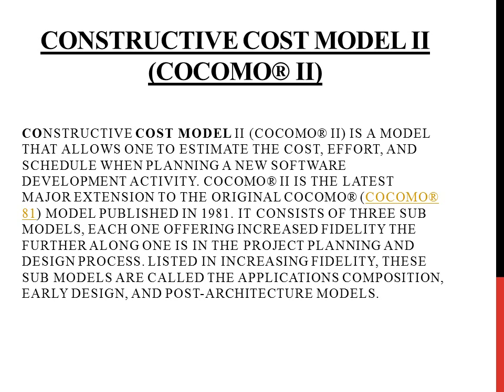COCOMO 2 is the latest major extension to the original COCOMO, which was published in 1981 and is also known as COCOMO 81. It consists of three submodels, each one offering increased fidelity the further along one is in the project planning and design process. Listed in increasing fidelity, these submodels are called the application composition, early design, and post architecture models. So, application composition, early design, and post architecture models are the three subcategories in COCOMO 2.